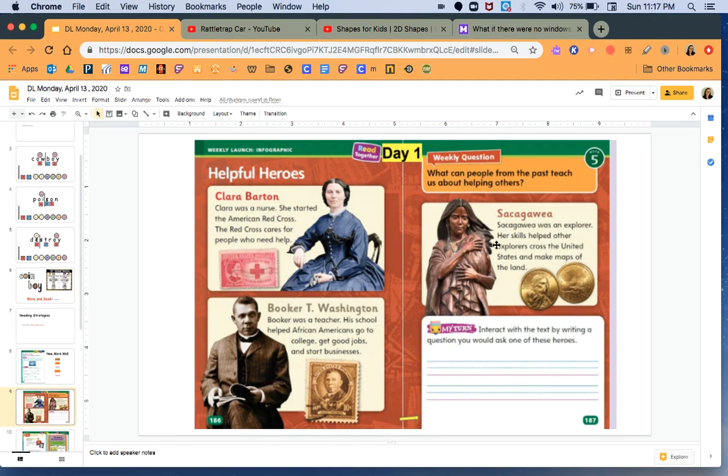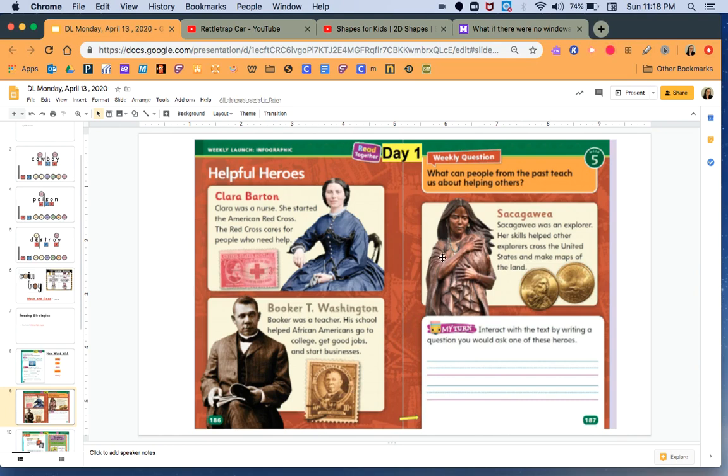And this is a woman, and her name is Sacagawea. And Sacagawea was an explorer, and her skills helped other explorers cross the United States and make maps of the land. So she was really famous because at the time, not everybody knew all the parts of the United States because they hadn't been mapped out. And Sacagawea would lead people to explore and find the different parts of the United States.